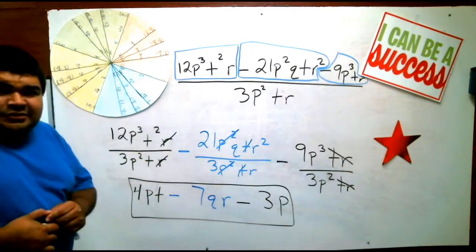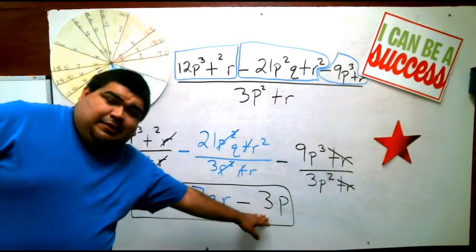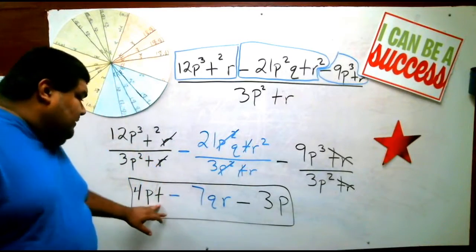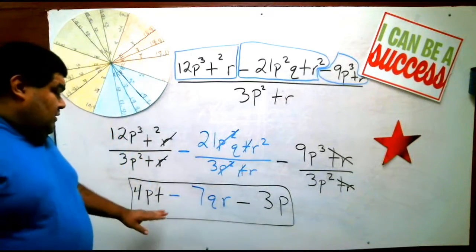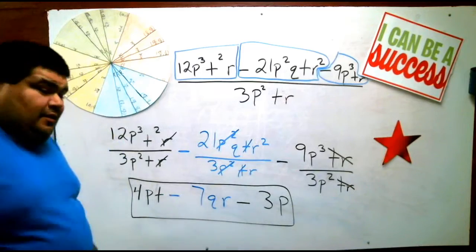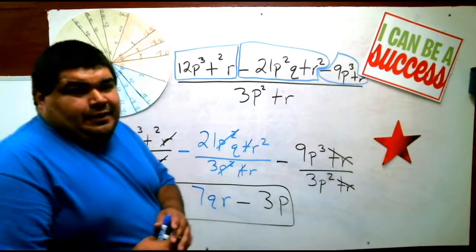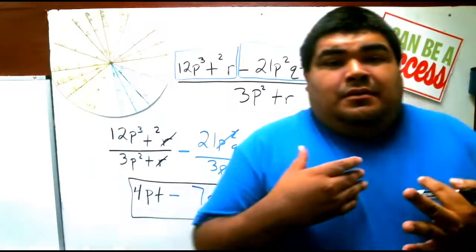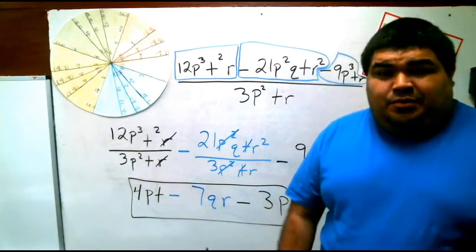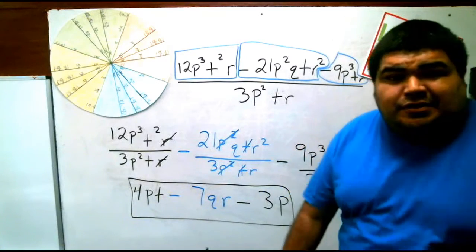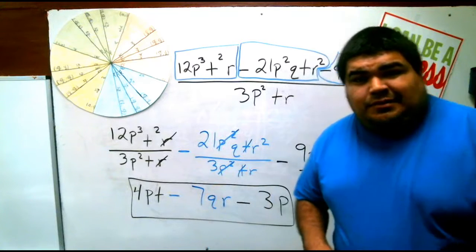Okay? You might ask yourself, Mr. Rivera, how come we can't combine the 4pt and the 3p? Because notice that this one has a t, this one doesn't. They are not the same. Okay? So since nothing else can be combined, that is our answer. Make sure you write down everything on the board. Okay, I'm going to step out of the screen here for a little bit so you guys can pause it and write it down.